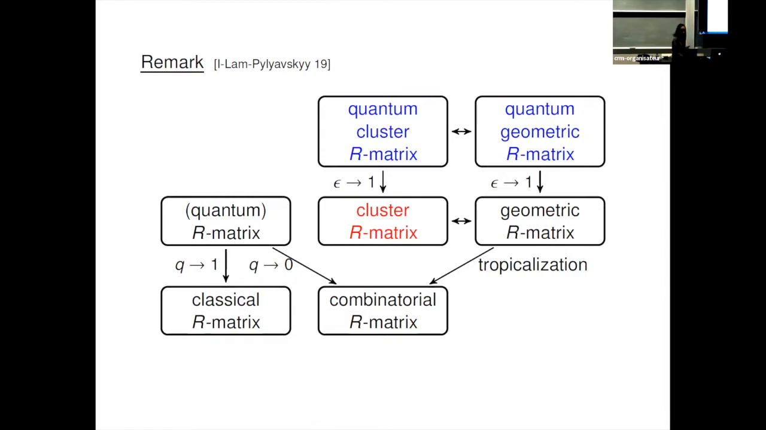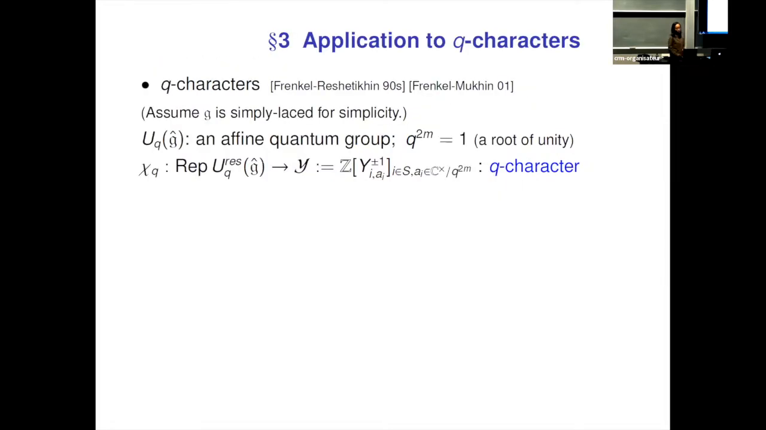This is a story about geometric R matrix. And as the last topic, I'd like to introduce the application to q-characters. This is a different story related to the representation theory of quantum groups. So q-characters were introduced by Frenkel and Reshetikhin in the 1990s, and the case where q is a root of unity, a deformation parameter to define the quantum group, was also studied by Frenkel and Reshetikhin. The basic structure of q-characters is the same in both cases, when q is generic or a root of unity, in the following sense.